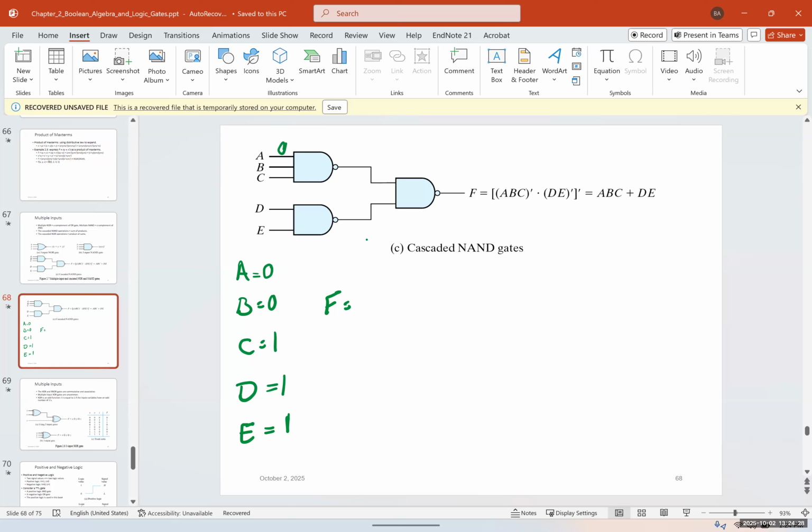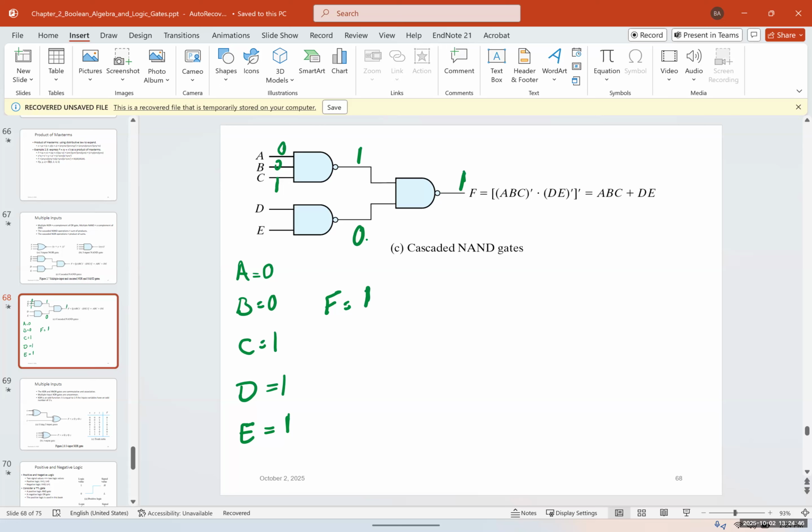Yes, so 0, 0, 0. If we AND them, it's going to be 0. So the NAND would be 1. 1 and 1, the AND would be 1. So the NAND would be 0. 1 and 0, the AND would be 0. So the NAND would be 1. F is equal to 1.